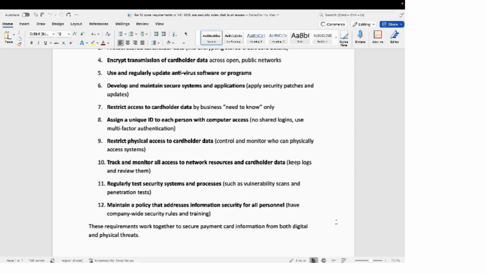And eleventh, regularly test security systems and processes such as vulnerability scans and penetration testing. See, VAPT is the periodic scanning. Suppose you did the scanning 6 months back, then after 6 months you should again perform this VAPT process.